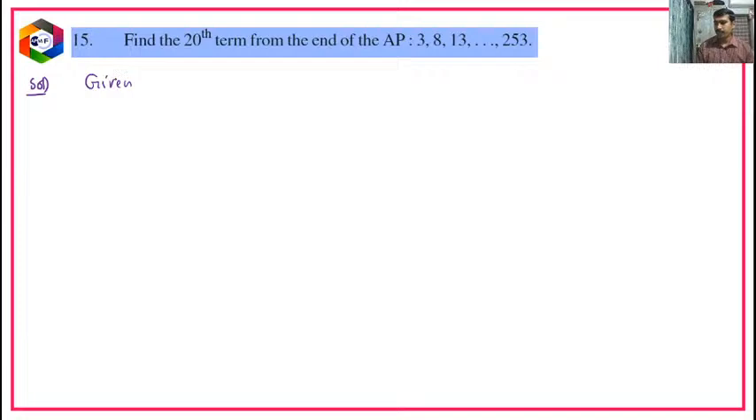Okay, yes. Notes, regarding notes, I will explain at last.